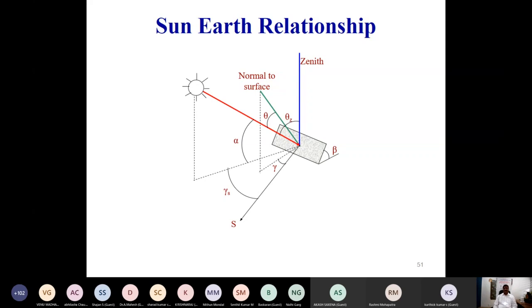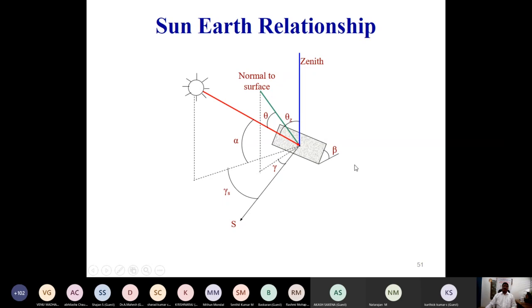Beta and gamma. The first condition is beta. It is possible only when beta becomes theta z, that is zenith angle tracking, and gamma becomes gamma s, the solar azimuth angle. The surface azimuth angle becomes the solar azimuth angle. By doing like this, it becomes a dual axis. In that case, theta becomes 0.